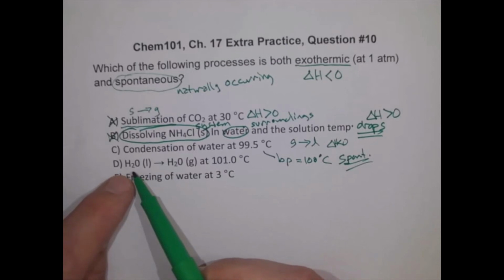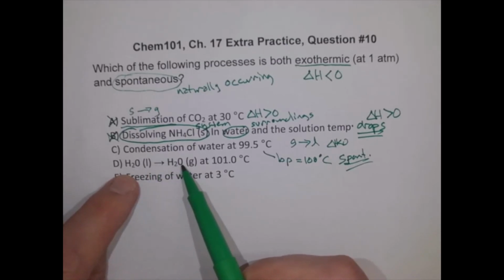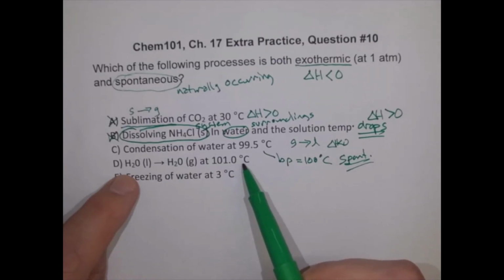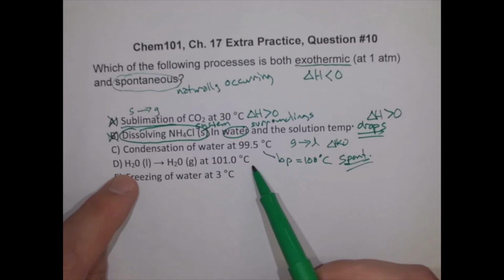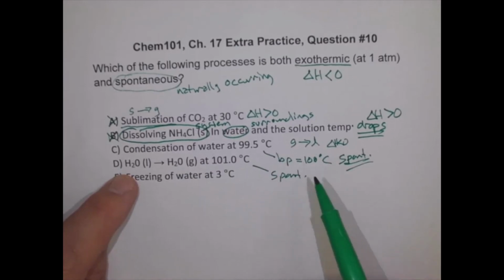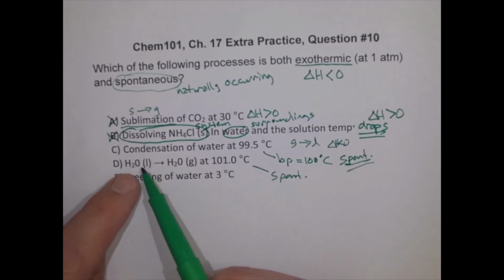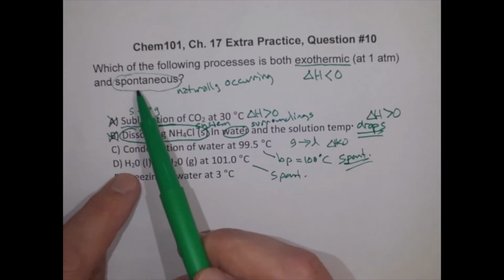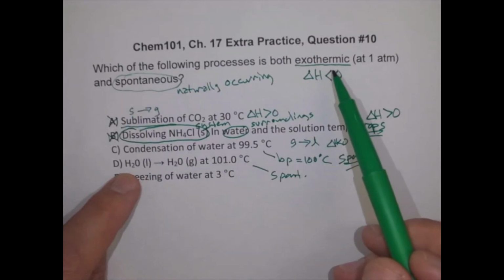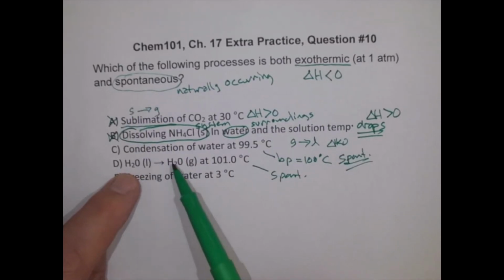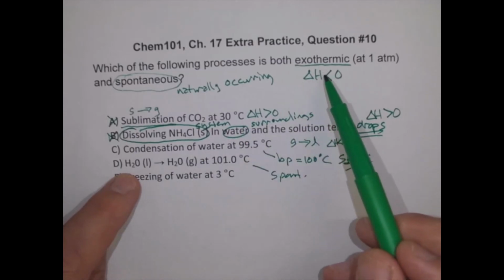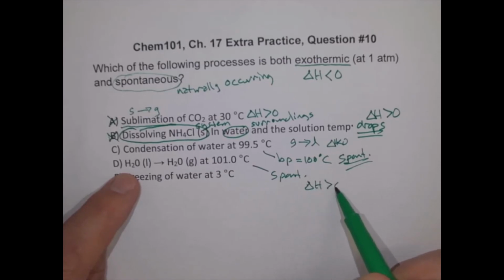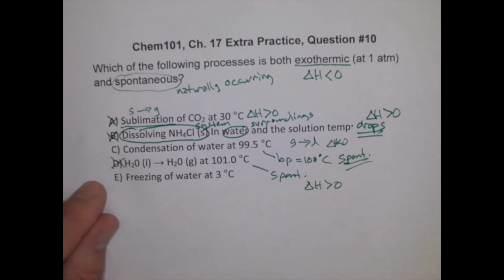So what about this one? H2O in the liquid phase becoming H2O in the gaseous phase at 101.0 degrees Celsius. So once again, this is an example of a spontaneous process because we know that if you're above the boiling point, yes, liquid water will become gaseous water. So we met the spontaneous criteria, but we also know that in order to go from the liquid phase to the gaseous phase, that is an endothermic process, not an exothermic process. So this has a delta H that is positive. It's greater than zero. So I can eliminate that one.